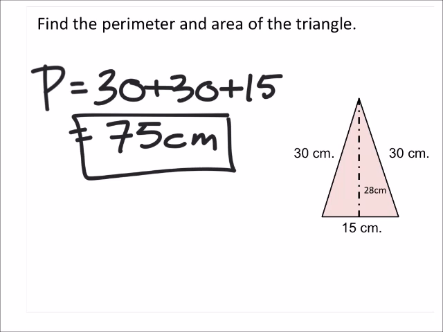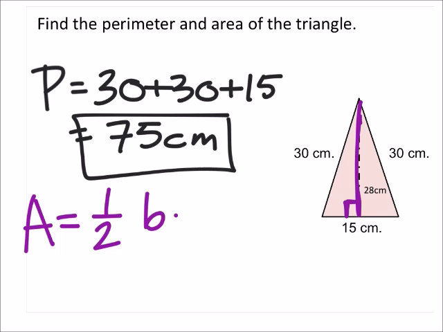The area, so it gave us this length right here with that right angle. That's what we want to see because that's the height of it. So the area is 1/2 times the base times the height. The base in this is the bottom piece right here, the 15.